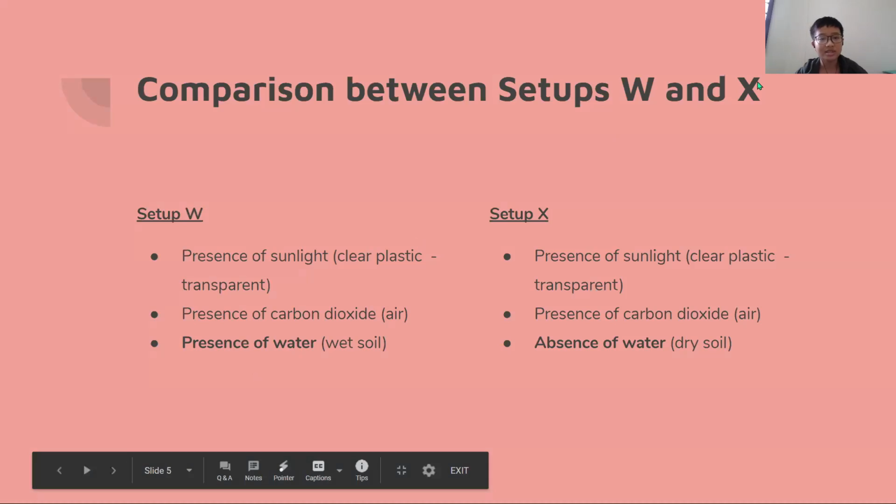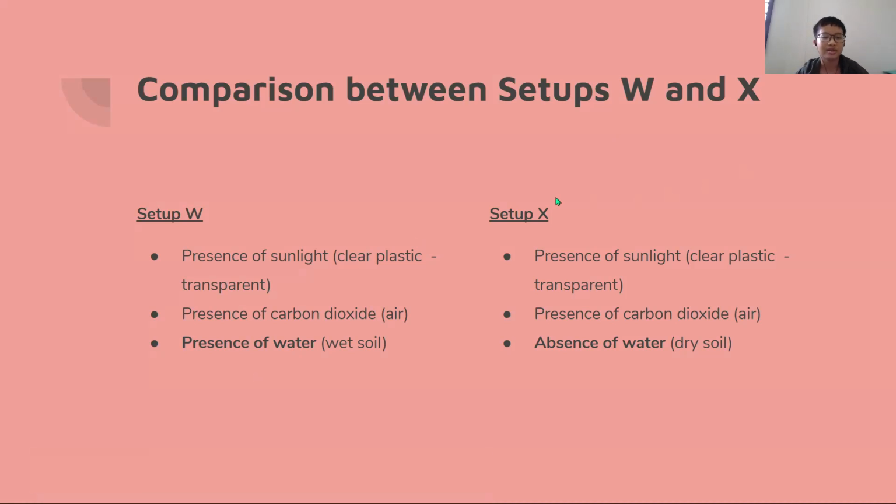So first, let's compare between setups W and X. As we saw earlier, in setup W there is a presence of sunlight due to the clear plastic, which I said earlier was transparent, allowing light to pass through. Then there is a presence of carbon dioxide in setup W as well, due to the presence of air inside the container. And finally, there is a presence of water due to the wet soil.